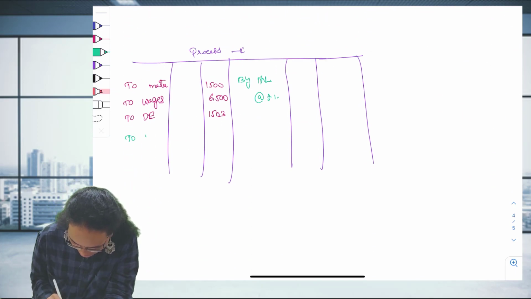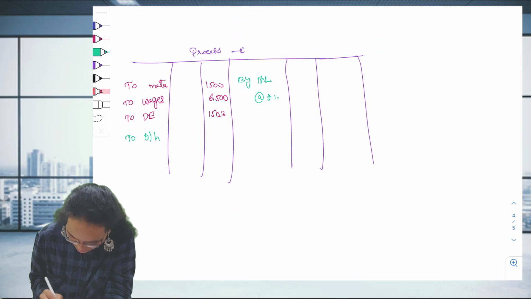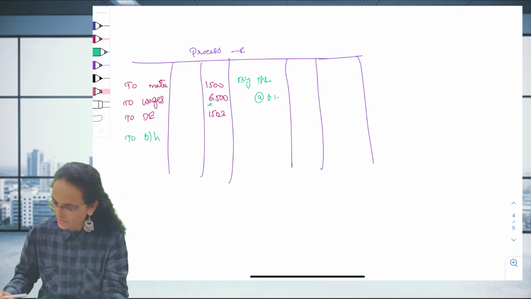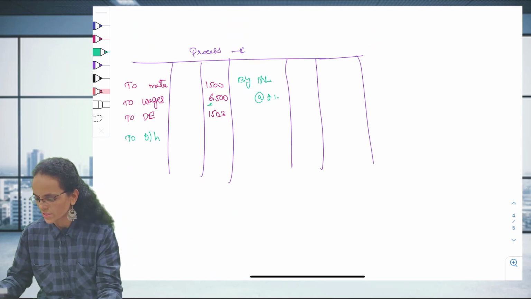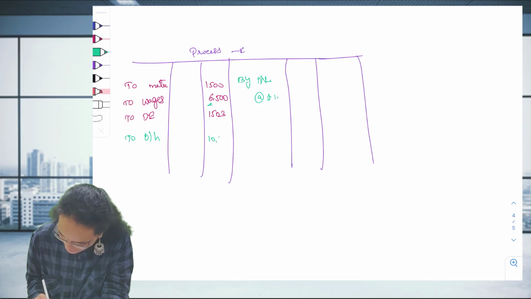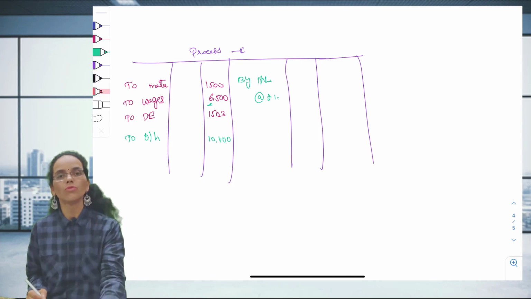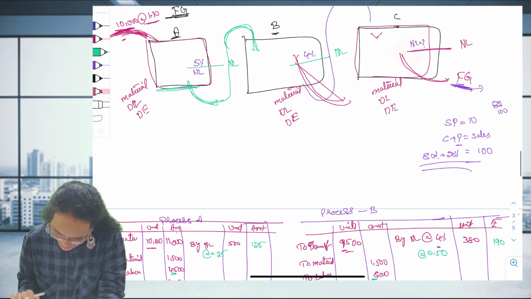Here, overheads: 6,500 into 160%, that is 10,400. So this is the overhead.